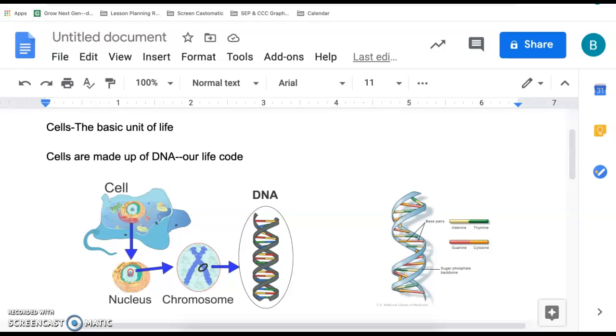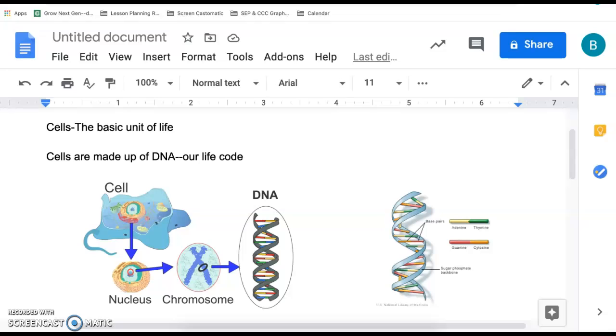We're going to be talking about cells in this unit, specifically DNA, and how we pass our traits on to our offspring, and also what our DNA is made up of, what our genes are all about, things like that. So I just want to do a few intro notes here for you guys.